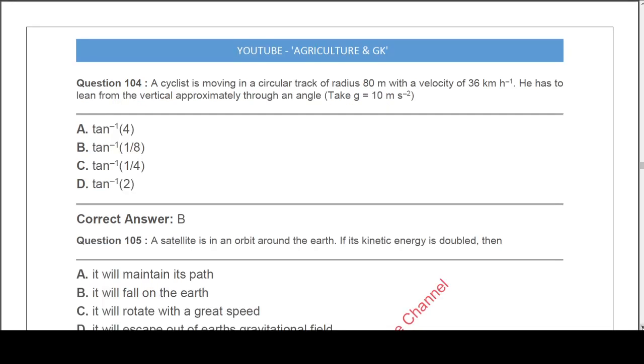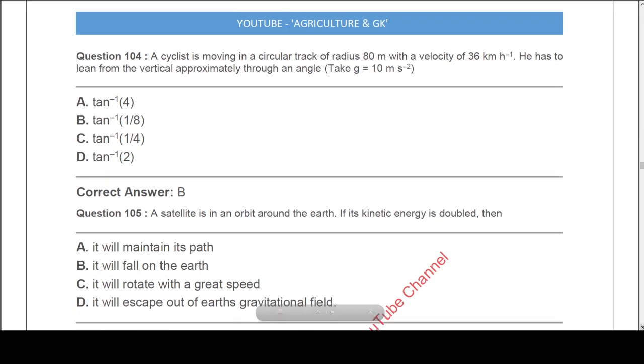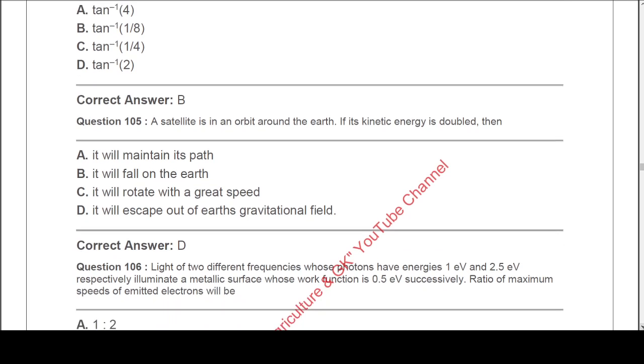A cyclist is moving in a circular track of radius 80 meter with a velocity of 36 km per hour. He has to lean from the vertical approximately through an angle. So the answer for this is tan inverse 1/8. A satellite is in orbit around the Earth. If its kinetic energy is doubled, then definitely it will escape out of Earth's gravitational field. Option D.